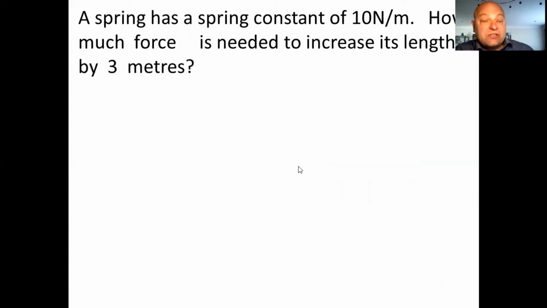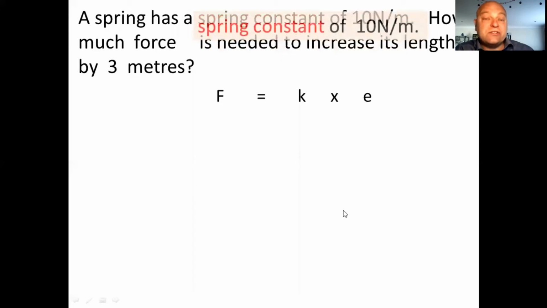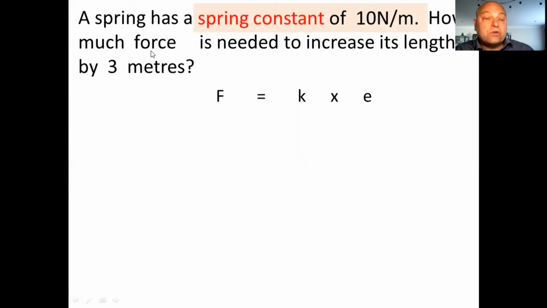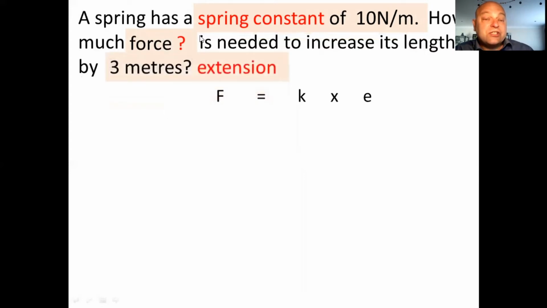Well, what you need to do here is start off with your equation. Force equals spring constant times extension, or F equals KE, and then go through the question and work out what you already know. So that 10 newtons per meter is a spring constant. Force is unknown, and length, well, extension, that increases its length, so it's going to be 3 meters. So we know those 3 things, we can plug them into the equation. F for force, because we don't know what the force is. The spring constant we know is 10 times 3, the extension. So we plug those in, multiply that out, and that gives us an answer of 30.